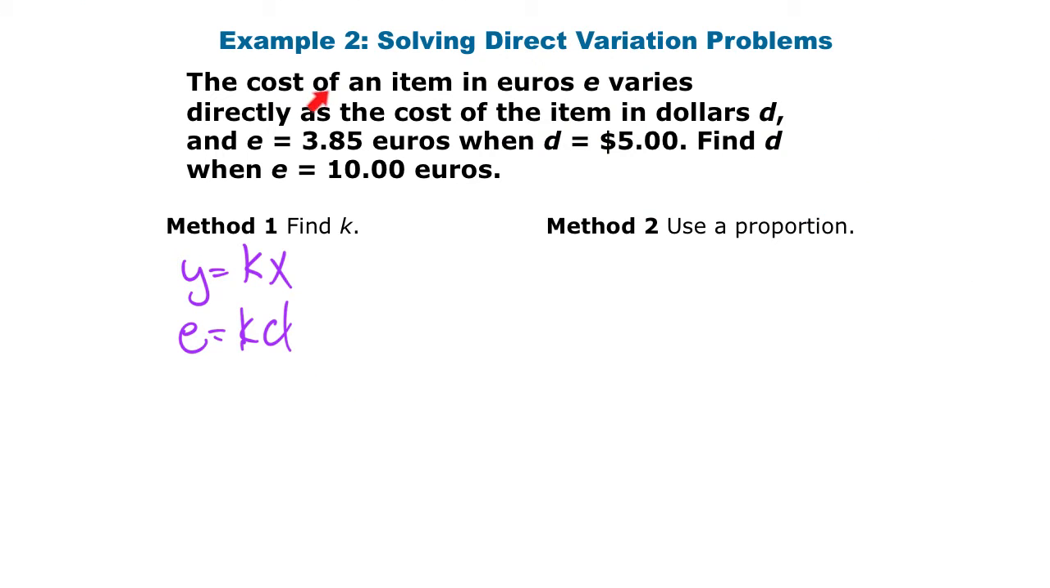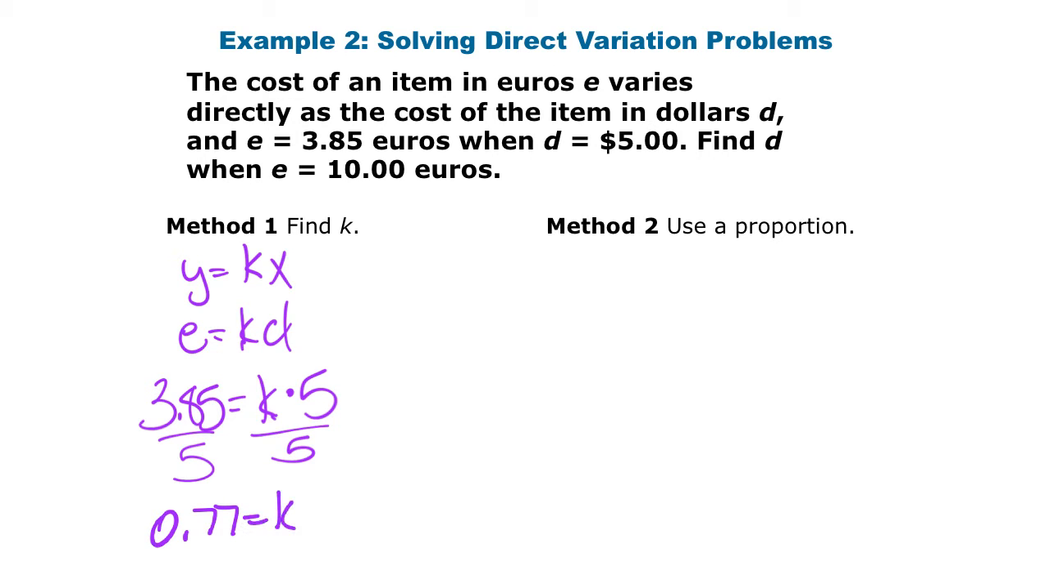In this example, the cost of an item in euros E varies directly as the cost of the item in dollars D. So there's two different ways we can do this. The first one is to find k like we just did. I wrote down our general form for direct variation, but here I substituted in the variables that were written here. E varies directly as D, so it would be written like this. Now I substitute in what I know. When E is 3.85, D is 5. So I could find k, divide both sides by 5. And I get k to be 0.77. So that means my equation can now be written as E equals 0.77d.